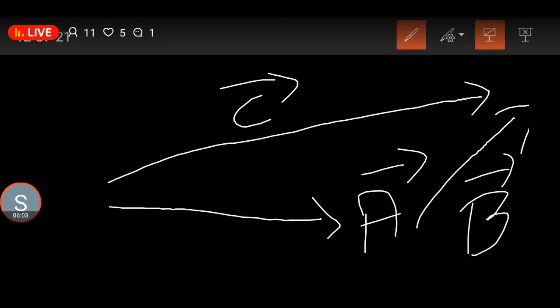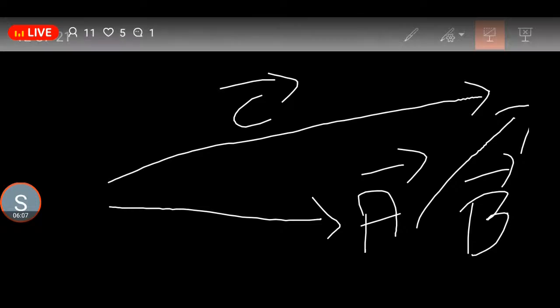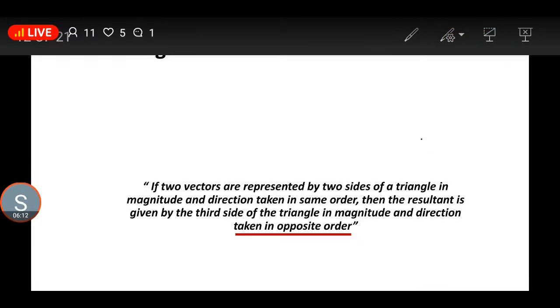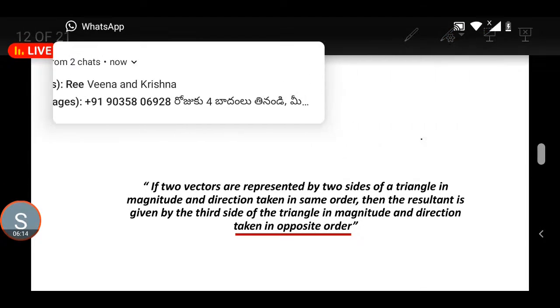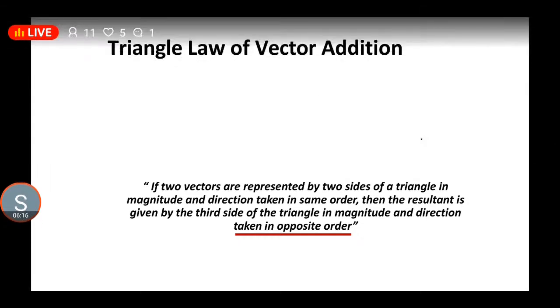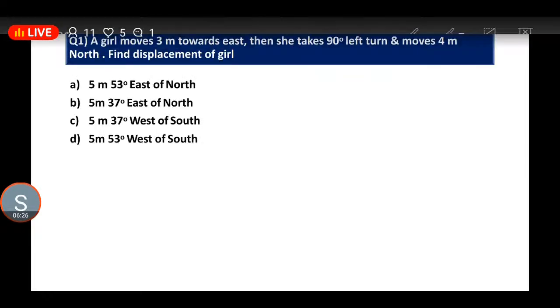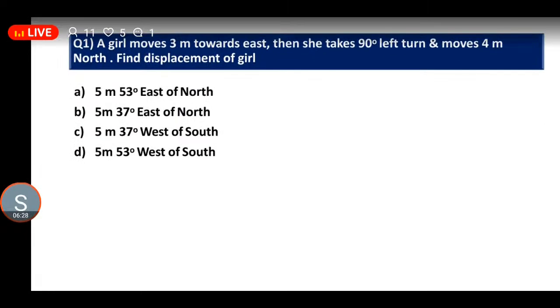Now I'll show you the next law. The meaning of the statement looks like this exactly. As I said, the example holds to these statements. Please read this statement and keep it in your mind. And now we'll do some problems.